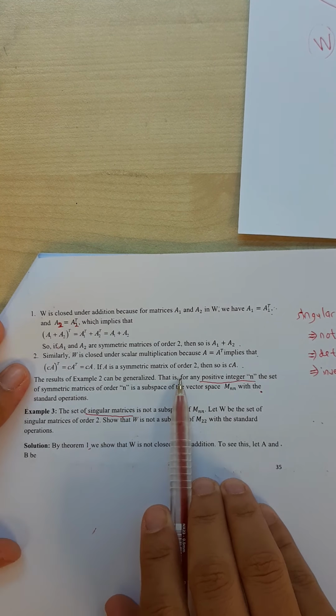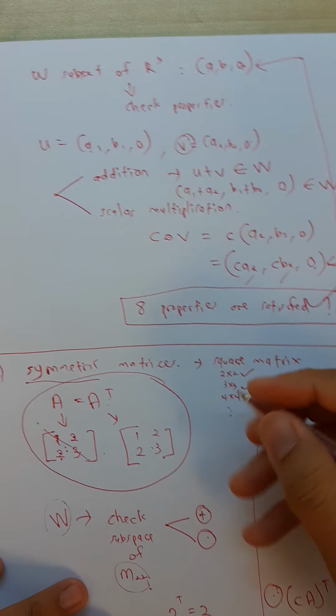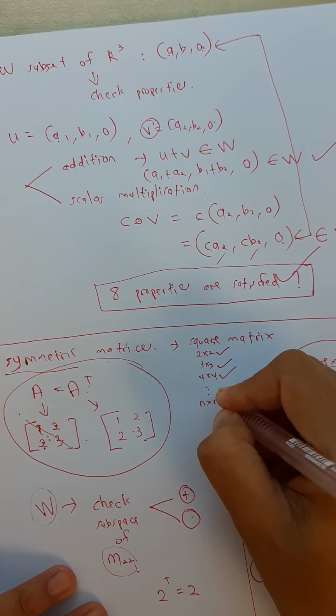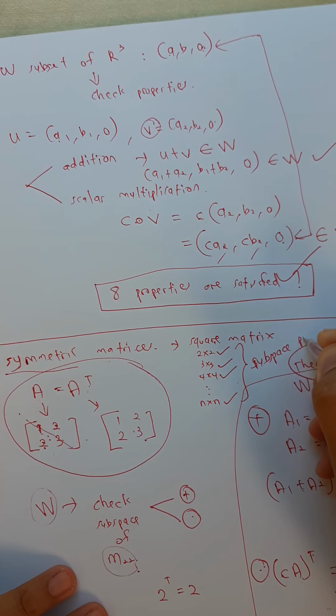A 4 by 4 is going to have the same subspace property, provided that the matrix given to you is a symmetric matrix. Right? And symmetric matrix here means that the matrix is equal to its own transpose. So this can be generalized for n by n, and all of these are going to satisfy the subspace property.